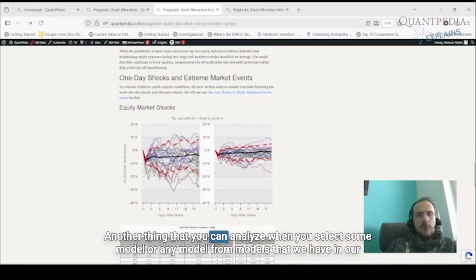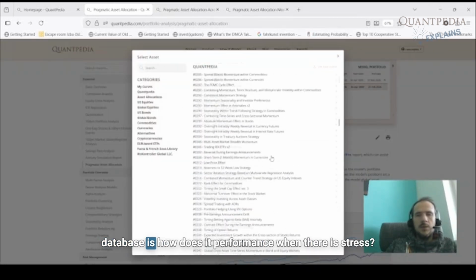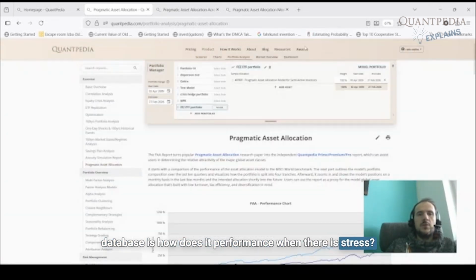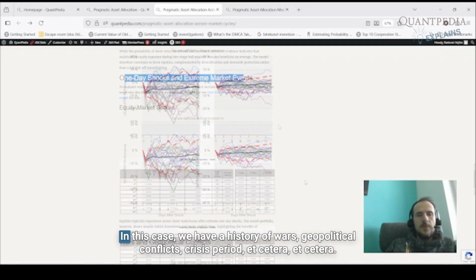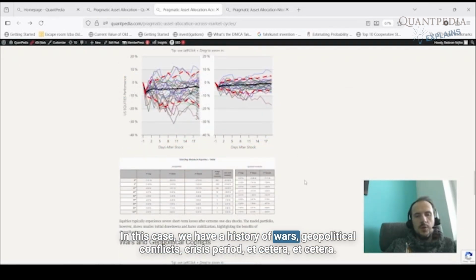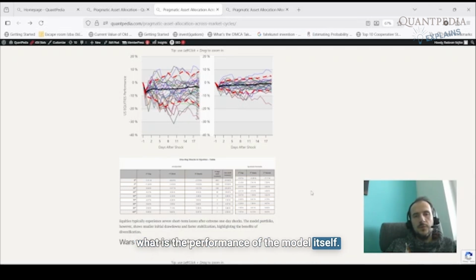Another thing that you can analyze when you select any model from the models in our database is how it performs under stress. Stress is tested in the one-day shocks and extreme market events report. In this case, we have a history of wars, geopolitical conflicts, crisis periods, etc. And in those cases, you can check the performance of the equity market itself and the performance of the model itself during those periods.